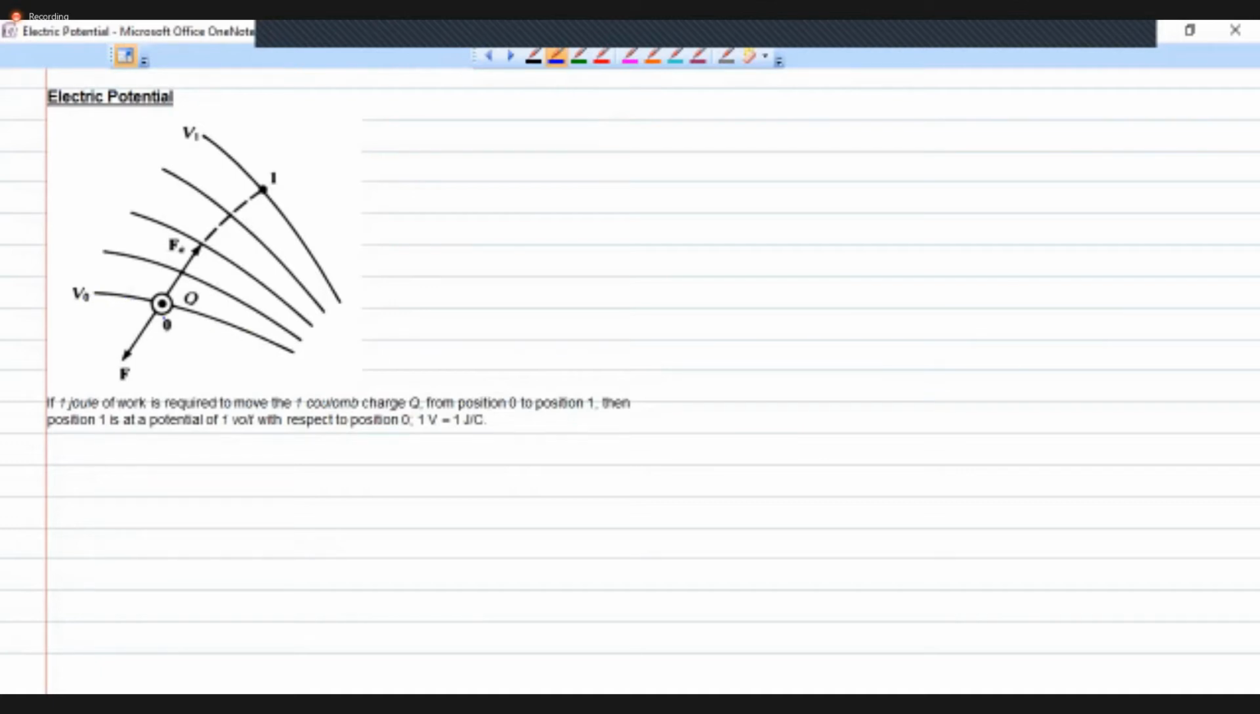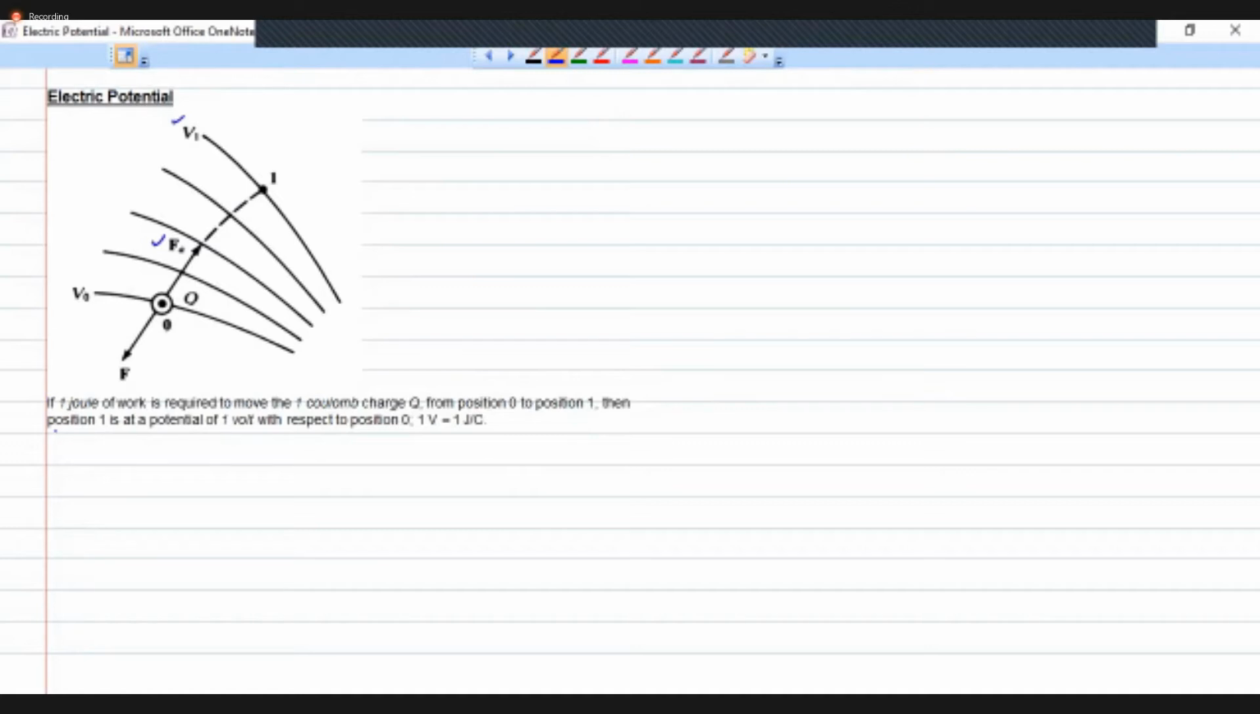So what are these lines? These lines are called equipotential lines. It means that the potential along these regions is the same. So this is V naught, this may be say Vx, and the potential at this particular point is V1. What if we try to move this charge Q from potential V0 to potential V1? We have to do some work. We have to apply some force Fa in order to move this charge from the V0 potential to the V1 potential.